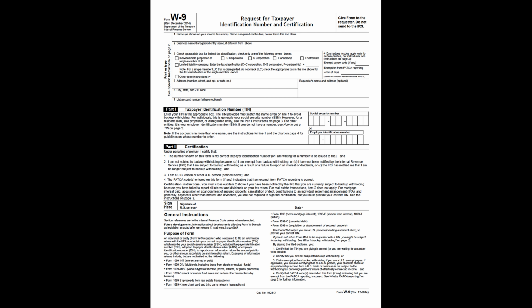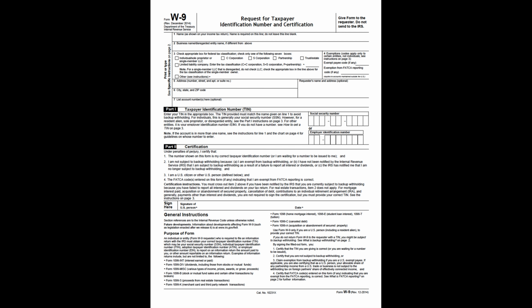Use Form W-9 only if you are a U.S. person, including a resident alien, to provide your correct TIN. If you do not return Form W-9 to the requester with a TIN, you might be subject to backup withholding. See What is backup withholding?